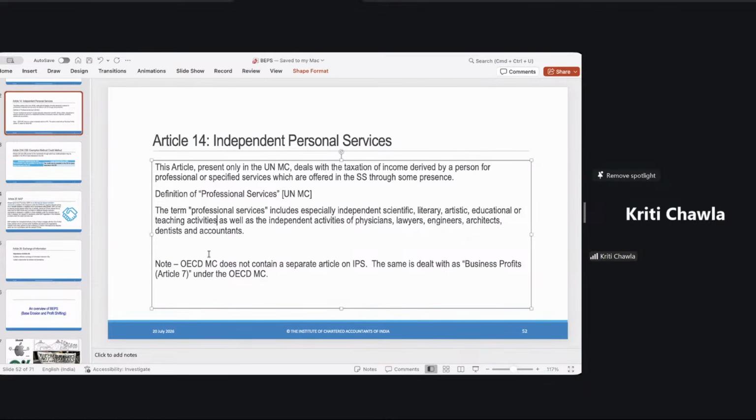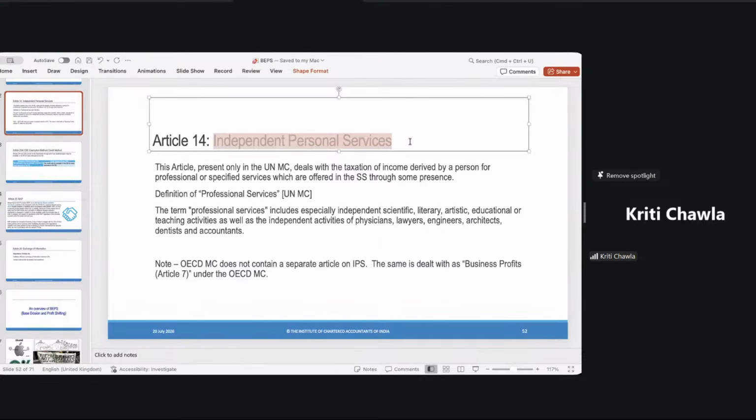You have to remember that the OECD Model Taxation Convention does not include a separate article on independent personal services. It looks at business profits, which is Article 7, and that takes care of this. But in the UN model, we have a specific article, Article 14, for independent personal services.